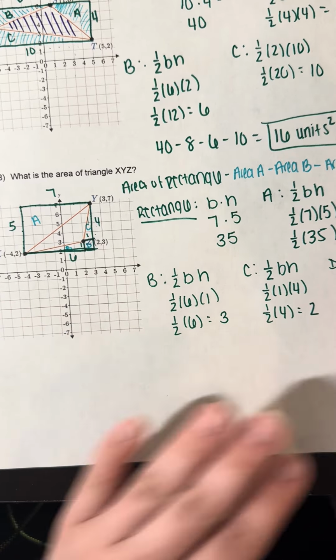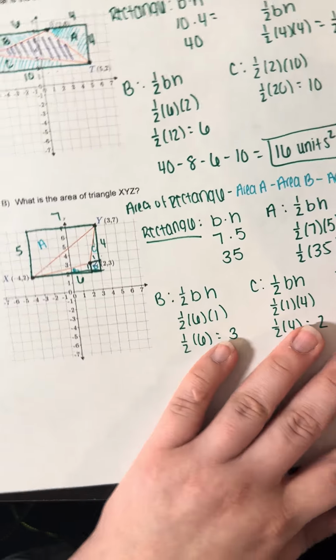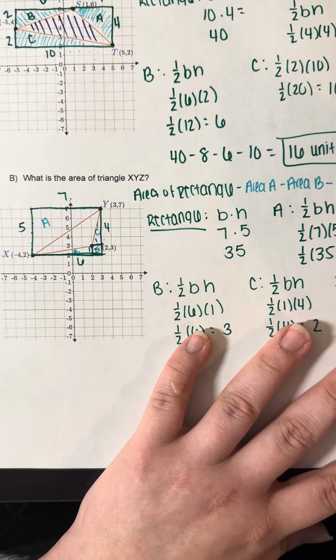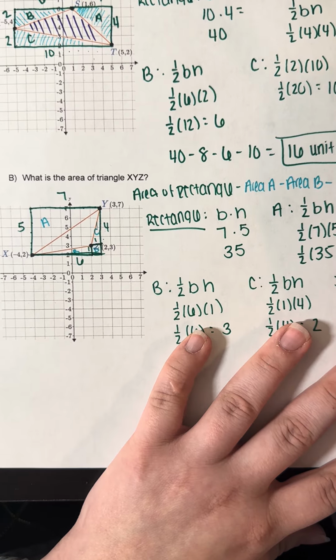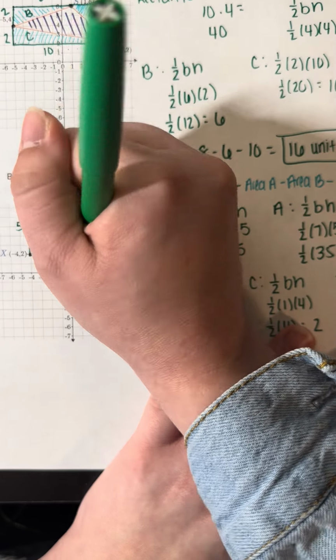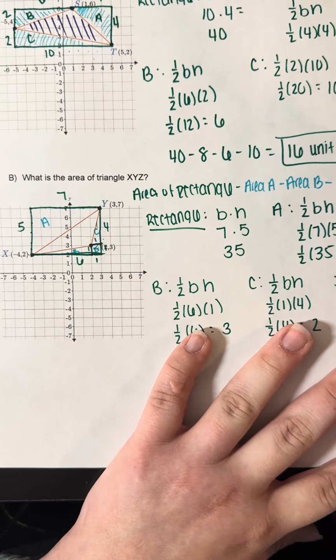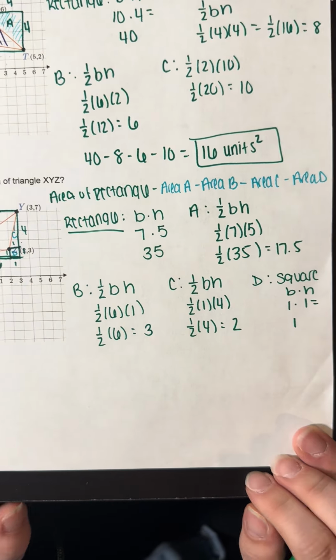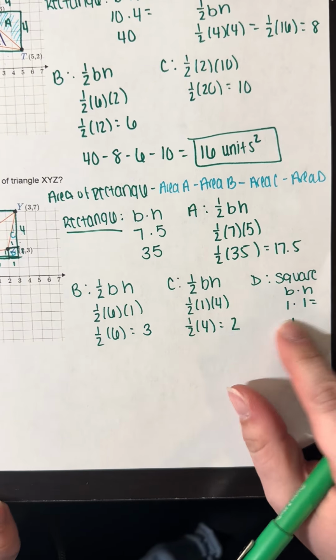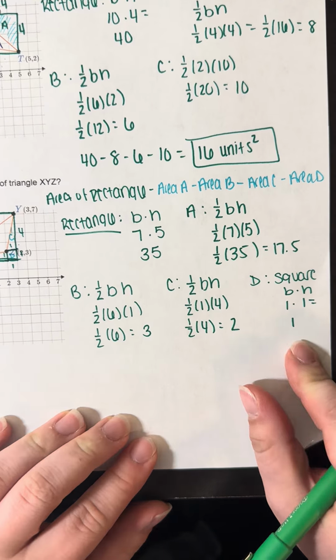And then finally, that D area is just a square, or you can consider it a rectangle. That's just going to be base times height. So for a square, it's base times height, and your base and your height are 1 and 1. 1 times 1 equals 1.